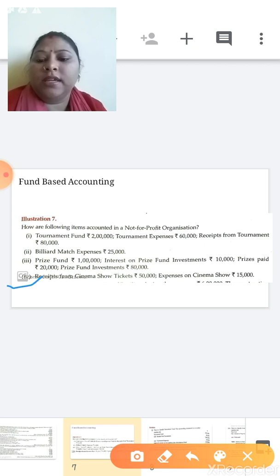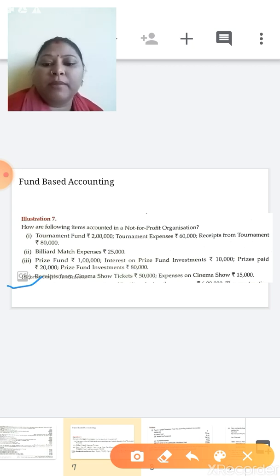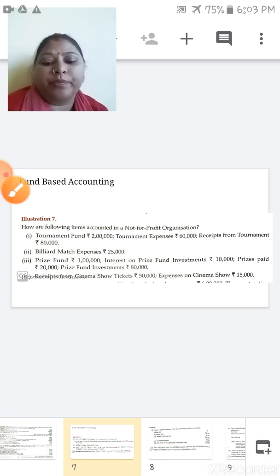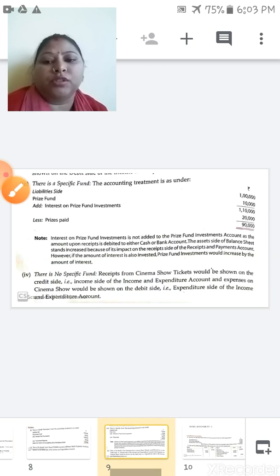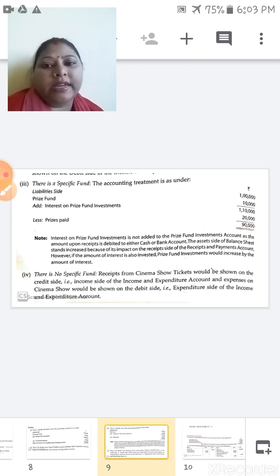Yes, this is the D point. Receipt from cinema show ticket, expenses on cinema show. Here receipt and expenses are given. So the accounting treatment is in the income and expenditure account: income side receipt from cinema show, and expenditure side expenses on cinema show. You can check the solution also. In the fourth part there is no specific fund, so you can write it in the income and expenditure account.